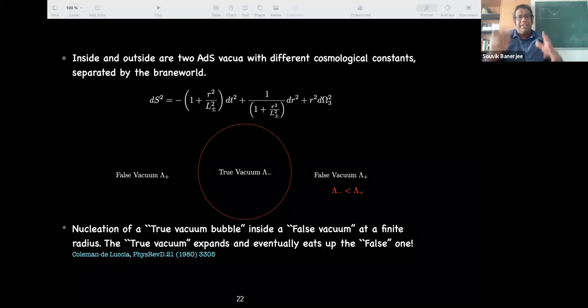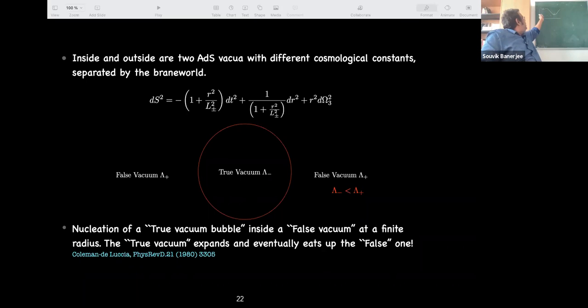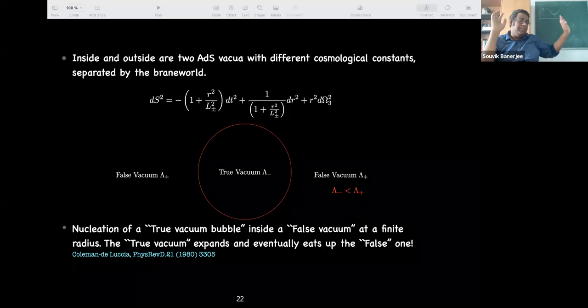So this is the same thing but in the gravity setup. The difference is that in field theory, any metastable vacuum can just transit to a true vacuum, but in gravity, some of the metastable vacua are protected because of the gravitational interaction. But nevertheless, the basic physics is the same.